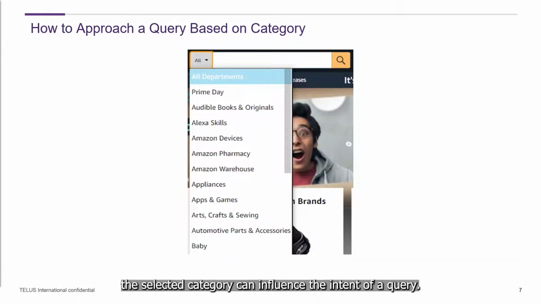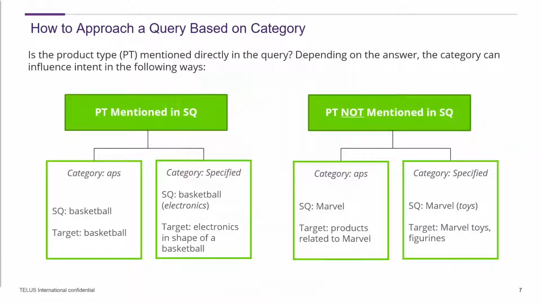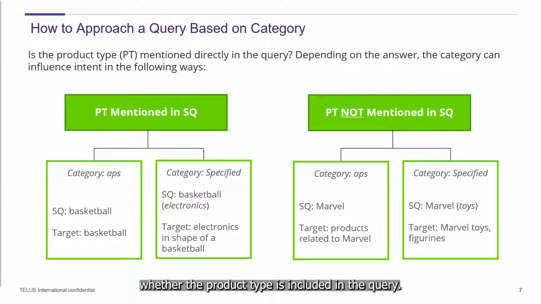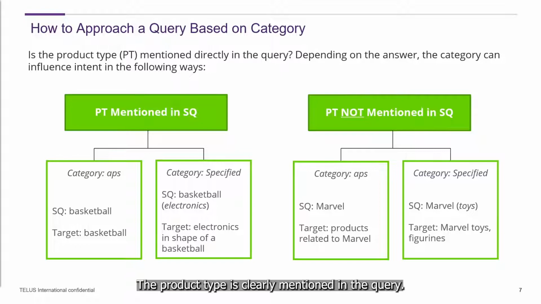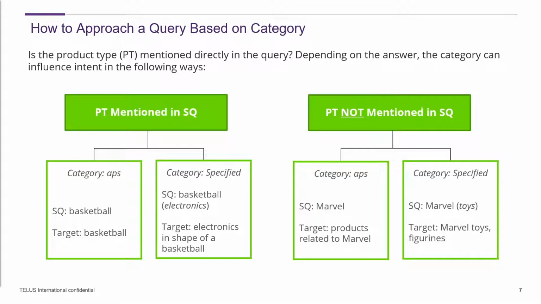As I just mentioned, the selected category can influence the intent of a query. I'd like to quickly cover how to approach a query based on category. Your approach should depend on whether the product type is included in the query. The product type is clearly mentioned in the query. If the product type is clearly mentioned and the category is APS or all product search, then we only consider the searched product as exact. For example, if the search query is basketball, then only basketballs are exact. A basketball is a product in its own right, and there is no indication by the category that the user is looking for something else.